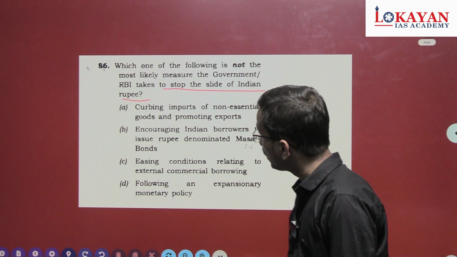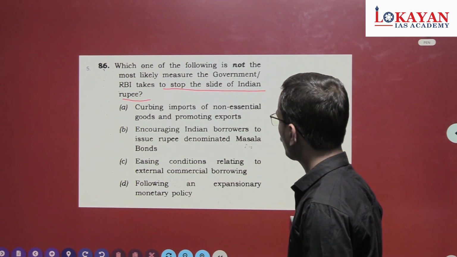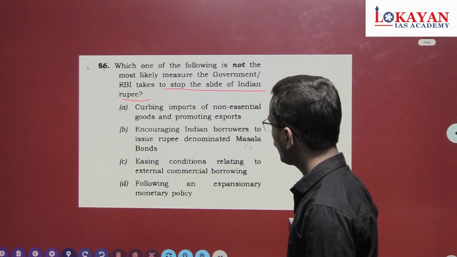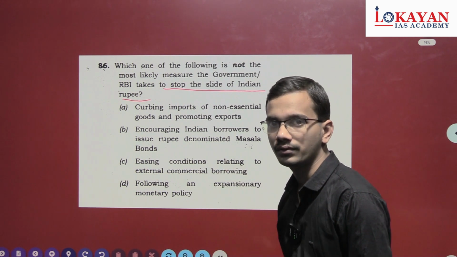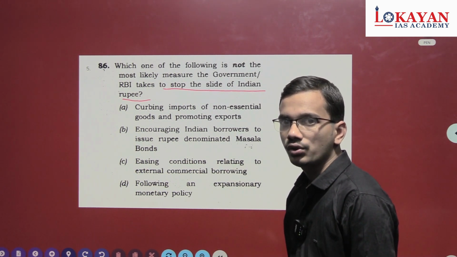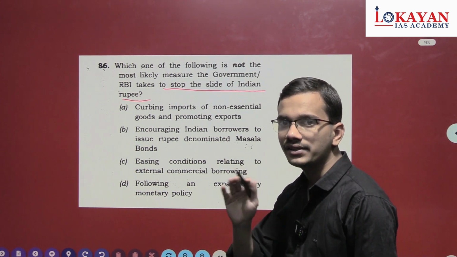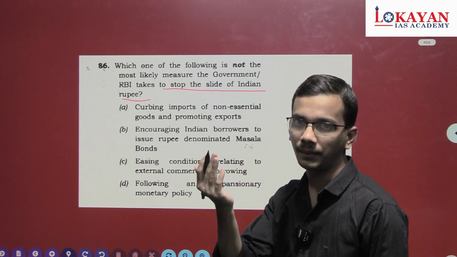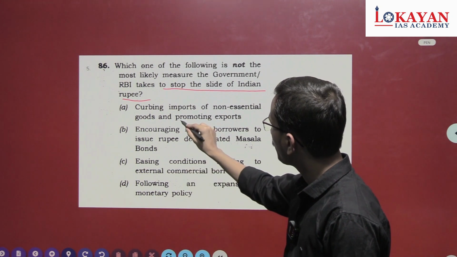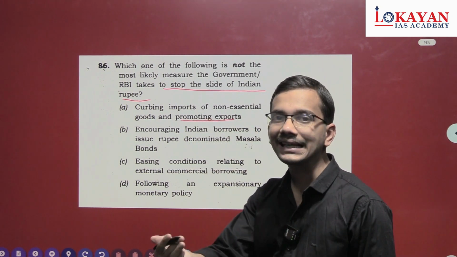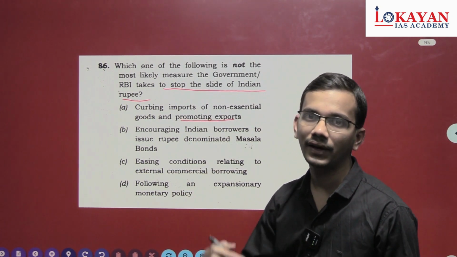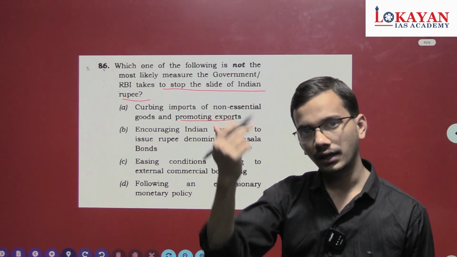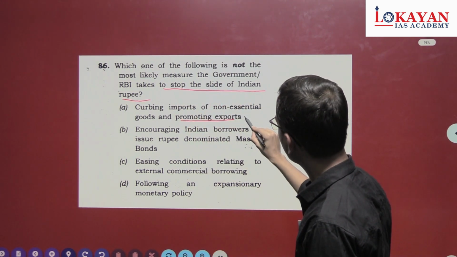First one: curbing imports of non-essential goods and promoting export. Okay, so by curbing non-essential imports, we have reduced dollar payment, and by promoting export, we have increased our dollar earning because we will export the things and earn dollars. First one is correct.